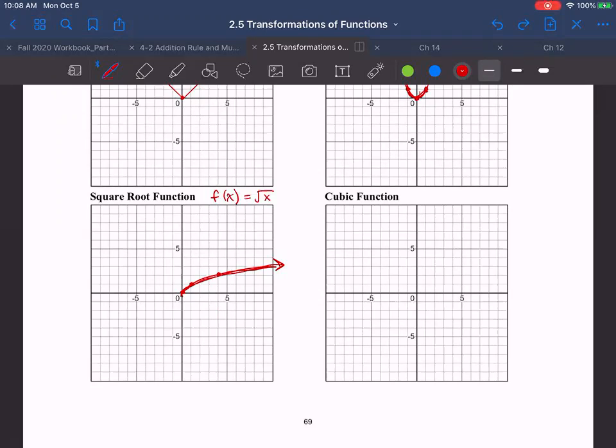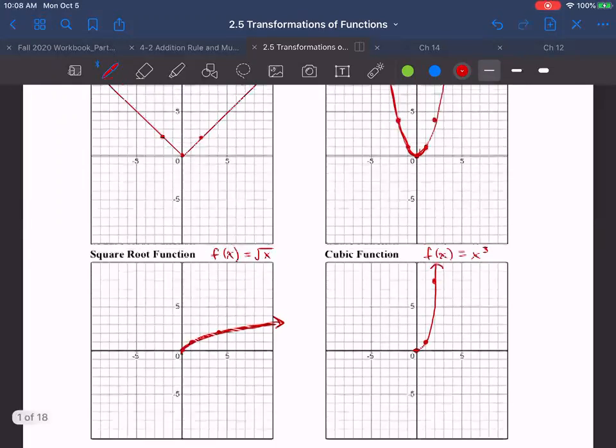Last one here on this page is f of x equals x cubed. So this is a cubic function. For this one, because we have that odd exponent, if we plug in negative numbers, they're not going to turn out to be positive. So you plug in 0, you get 0. You plug in 1, 1 cubed is 1. Plug in 2, 2 cubed is 8. So you put a point up here.